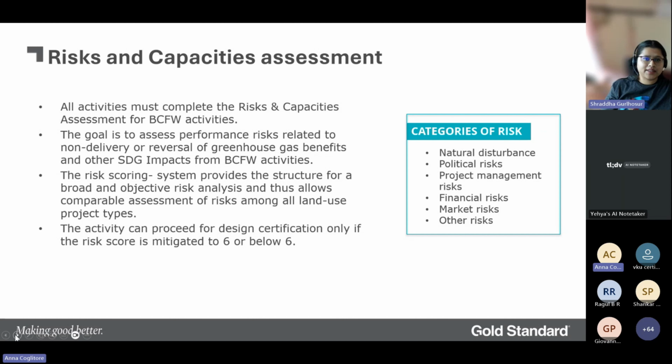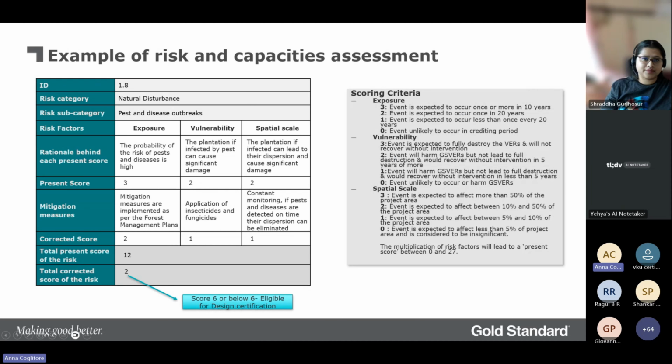Can we have the next slide, please? As you can see on the screen, the scoring criteria: exposure, vulnerability, and spatial scale. Exposure refers to the probability of event to occur. Vulnerability refers to the inherent capacity of the carbon pools to withstand such an event. And spatial scales refer to the extent the project activity or the carbon pool can be affected by such an event. These are scored on the basis of 3, 2, 1, and 0. 3 reflecting high impact, and 0 reflecting no impact.